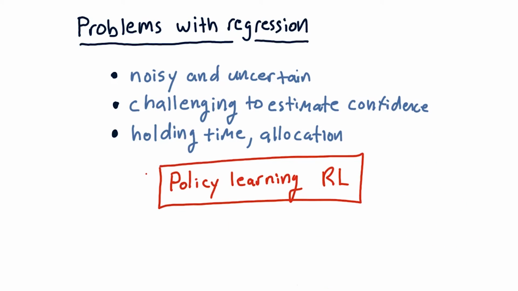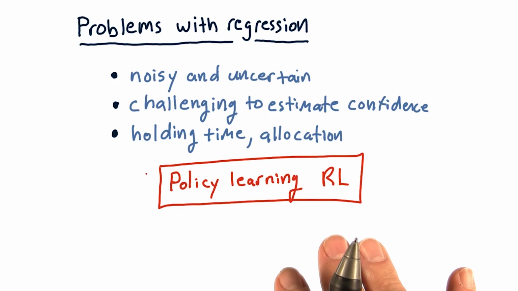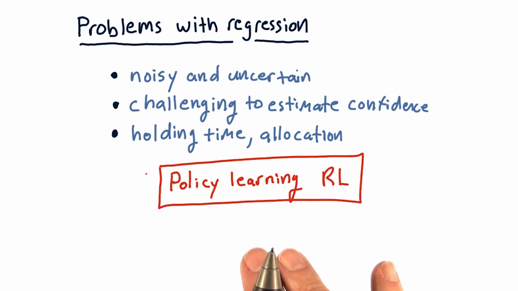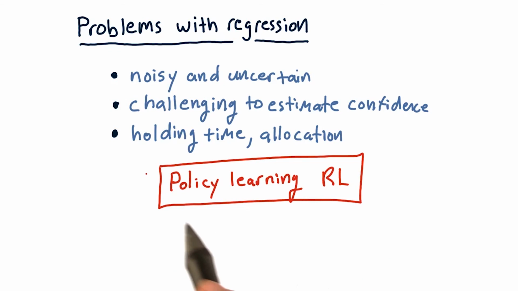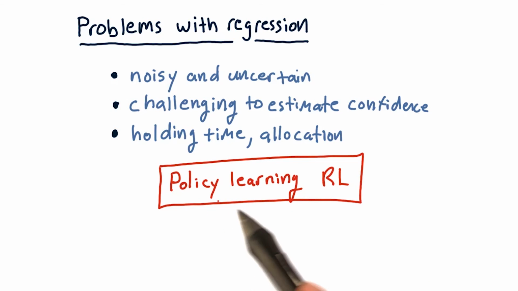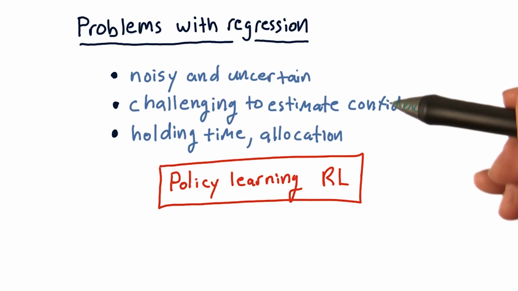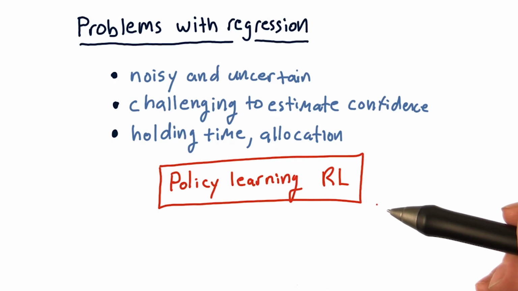Some of these issues can be addressed using reinforcement learning, where instead of making a forecast of a future price, we have the system learn a policy, and the policy tells the system whether to buy or sell a stock. We'll get to this towards the end of this class, but it's an interesting alternative to the regression-based approaches we're going to use here at the beginning of the class.